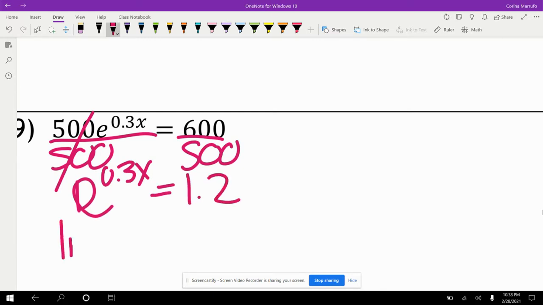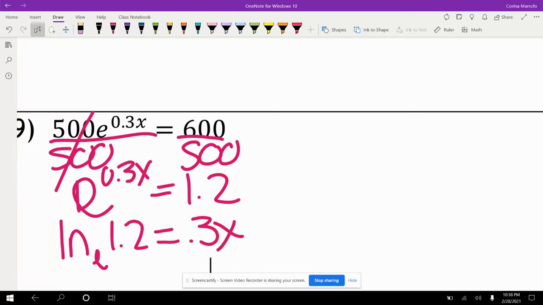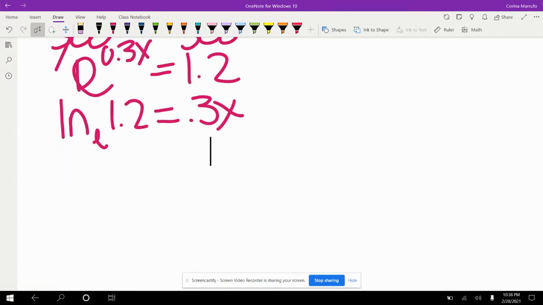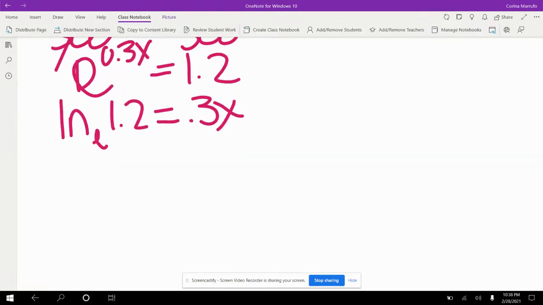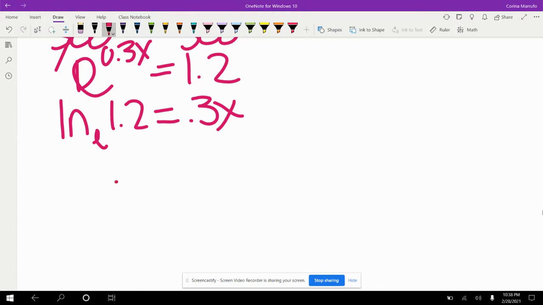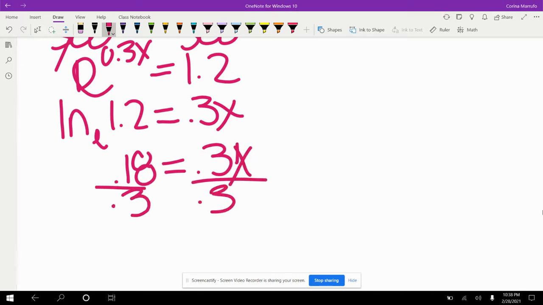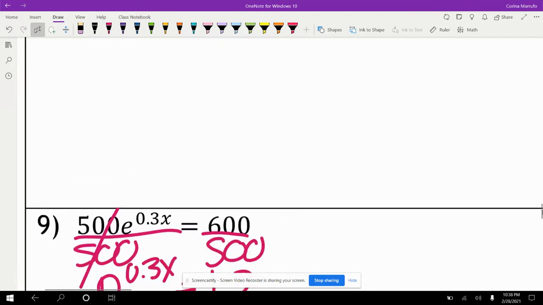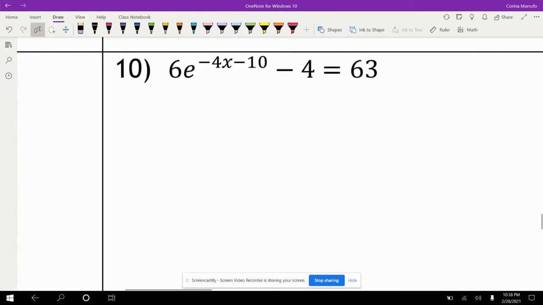Okay, now we're going to write it in log form. So the natural log of 1.2 equals 0.3x. I'm going to put in my calculator the natural log of 1.2, and that gives me 0.18. So 0.18 equals 0.3x. We divide by 0.3, and we get 6 equals x, and that's it. And the last one.